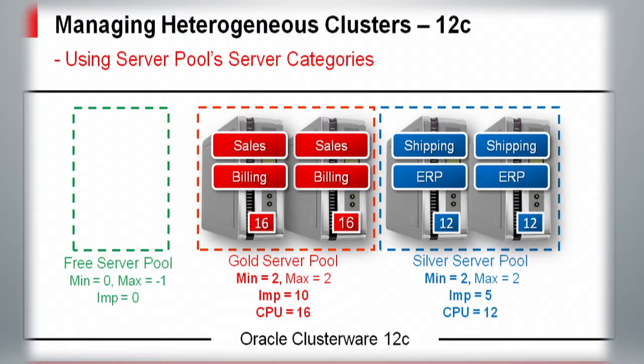So I can actually use a number of attributes of the servers, such as memory, such as location, such as labels I create myself to govern what pools those servers can join, and therefore give me much more flexibility in how my resources get allocated to the pools.